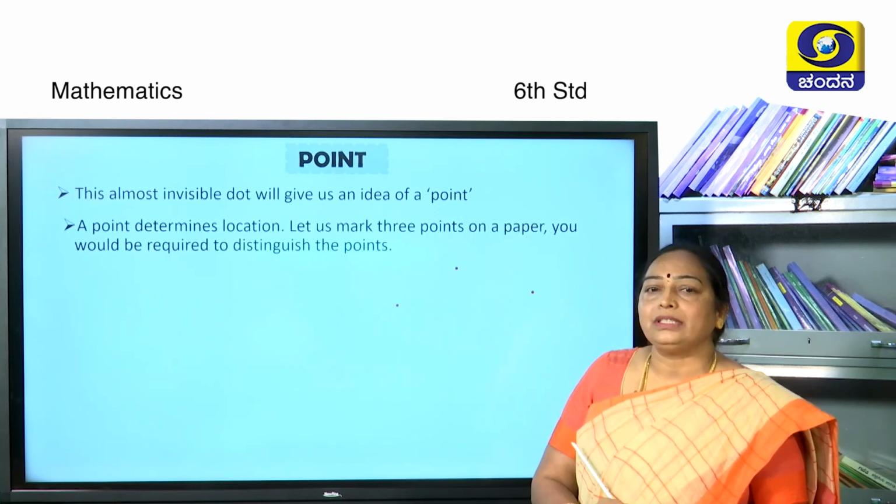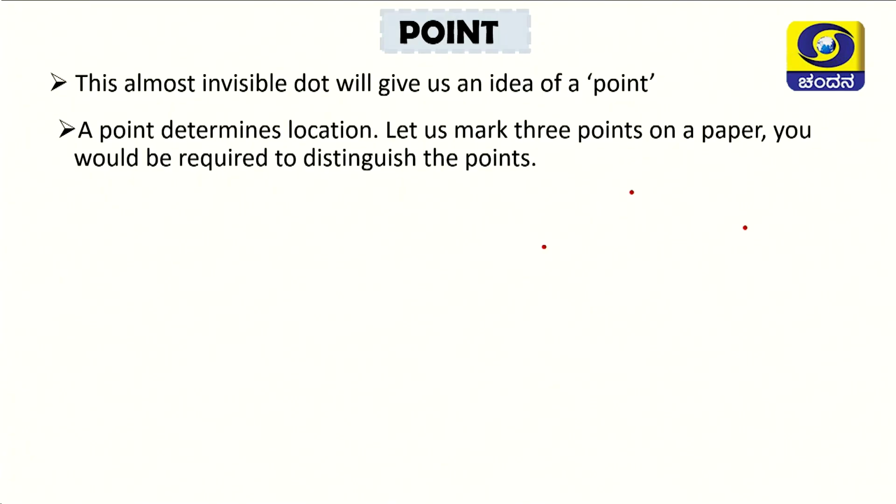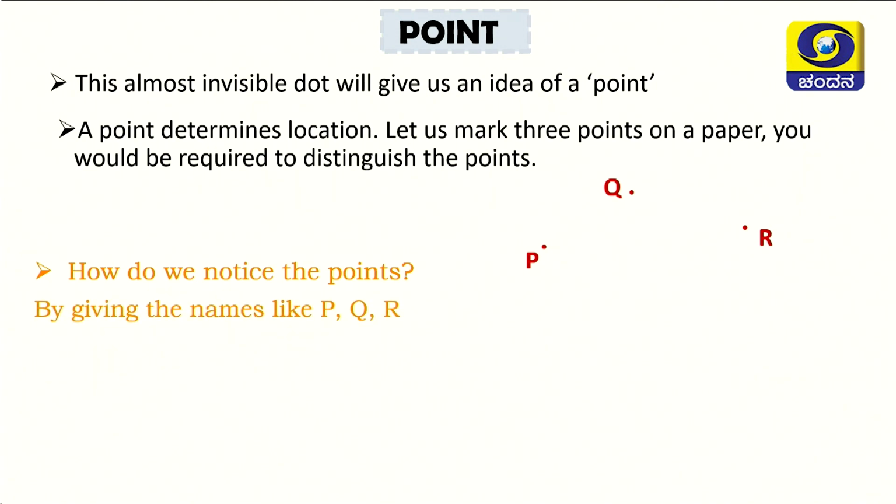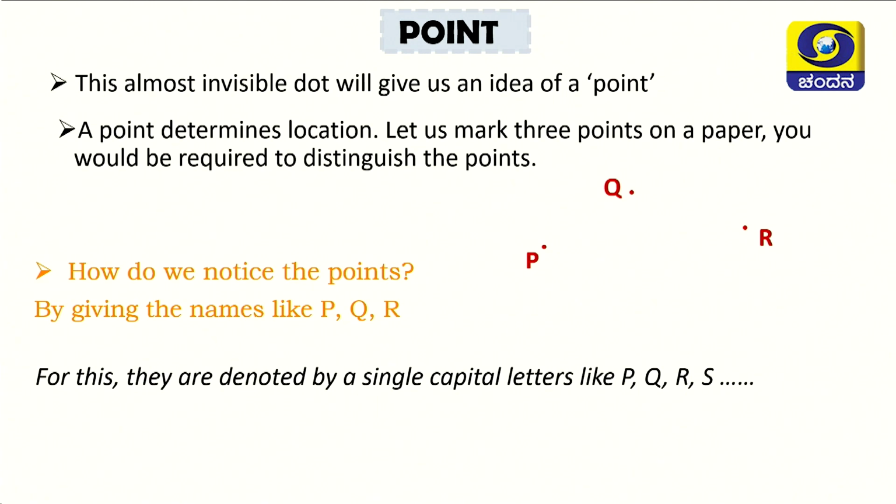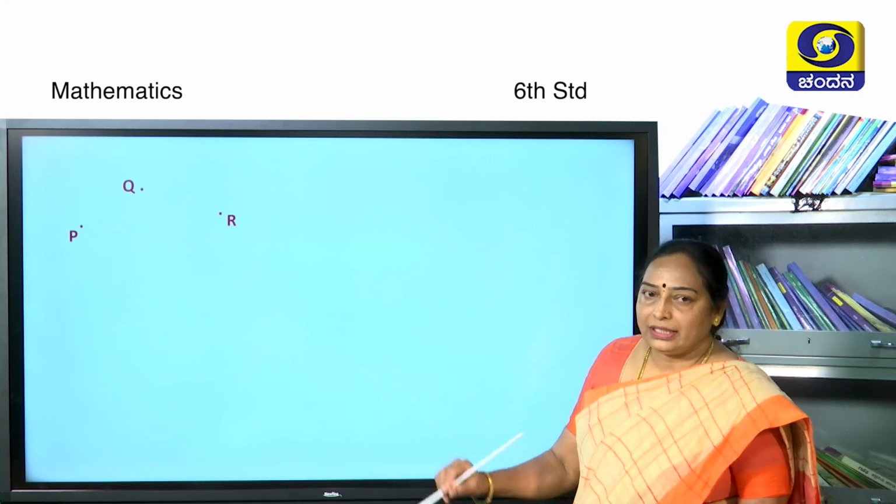A point determines location. Let us mark 3 points on the paper. You would be required to distinguish the points. How do we notice the points here? By giving the names like P, Q, R. By this, the points are denoted by single capital letters like P, Q, R, S, A, B, C, D and so on.